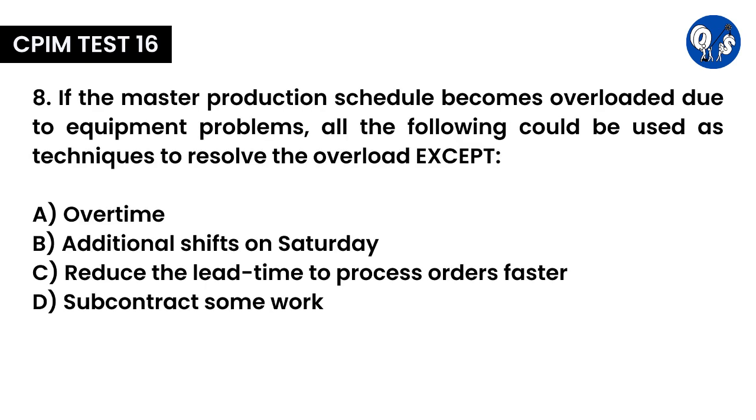Question number 8. If the master production schedule becomes overloaded due to equipment problems, all the following could be used as techniques to resolve the overload except A. Overtime, B. Additional shifts on Saturday, C. Reduce the lead time to process orders faster, D. Subcontract some work. Here the correct answer is C.